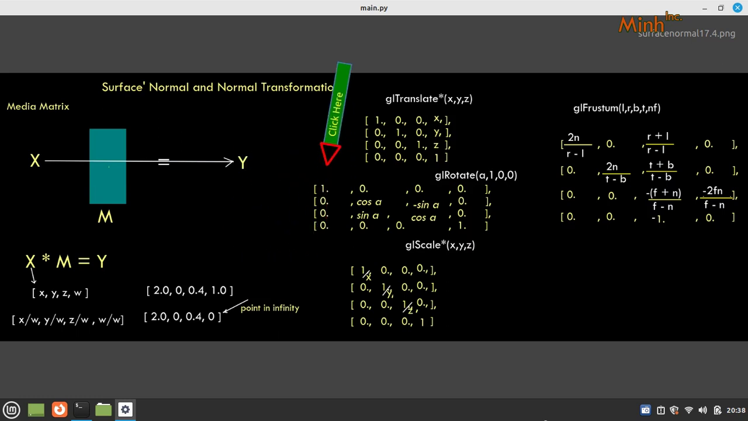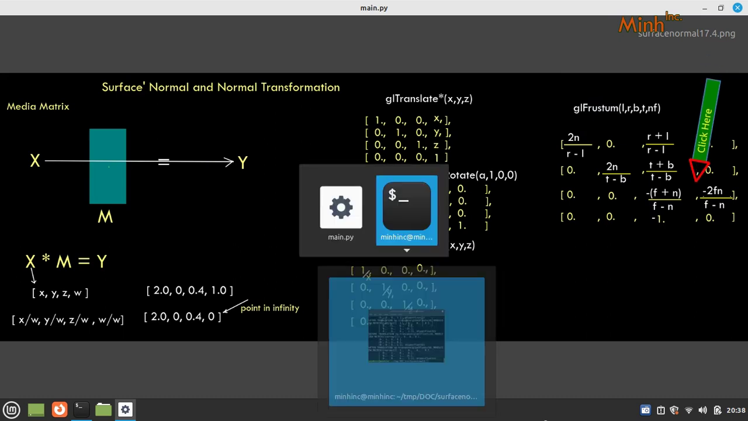What is the medium? If we are translating, then it has to pass through this matrix, where the translation X, Y, Z is in the fourth column. If I am rotating, I have taken the example of rotation around the X axis, then it has to pass through this matrix. If I am scaling, then it has to pass through this matrix. If I am doing glFrustum, meaning perspective projection, then it has to pass through this matrix. Can we see that it changes?